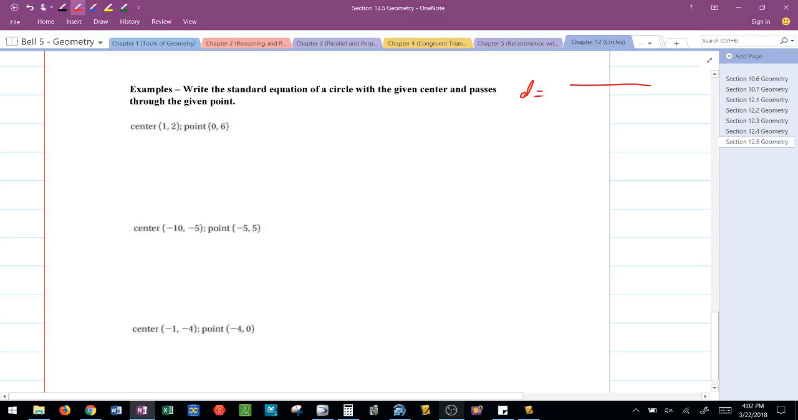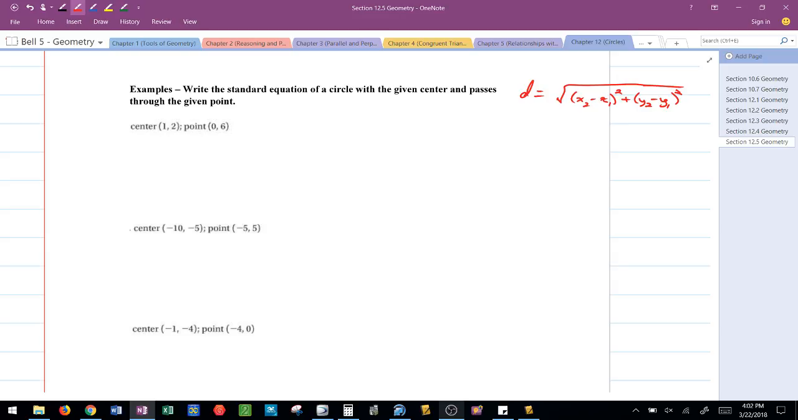It's going to be the square root of x sub 2 minus x sub 1 squared plus y sub 2 minus y sub 1 squared. Or the way that we learned it was: subtract the x's, square it. Subtract the y's, square it. Add, and take the square root.